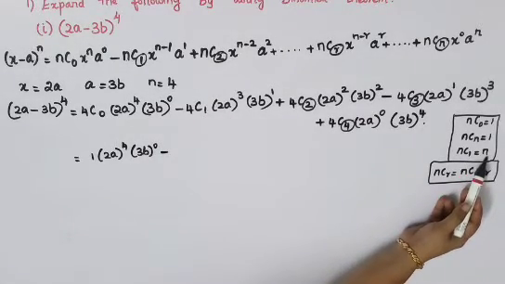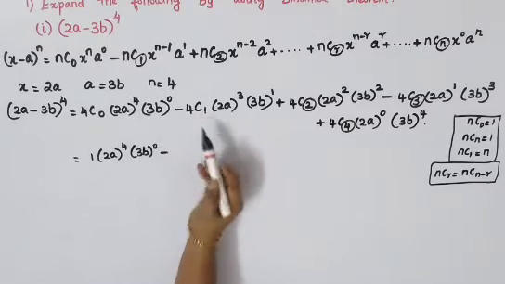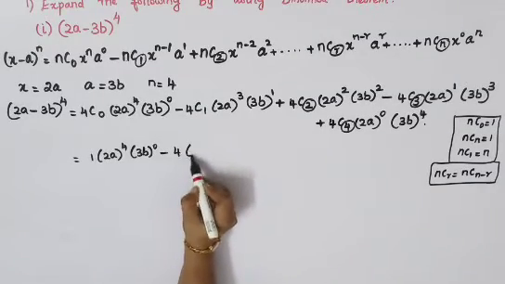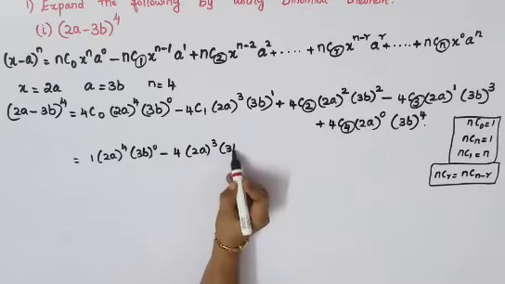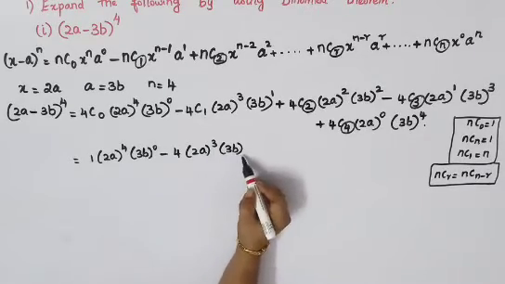again get back here, nC1 is there, so value is n. So 4C1 means answer is 4. So 4 into (2a) the whole cube into (3b) the whole power 1. So you can leave it as 3b.